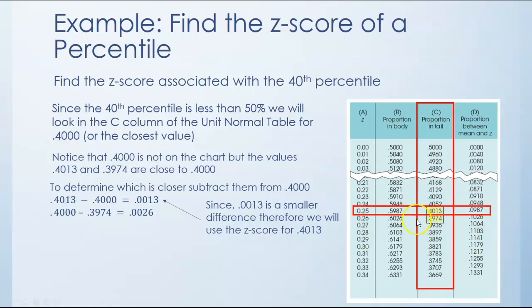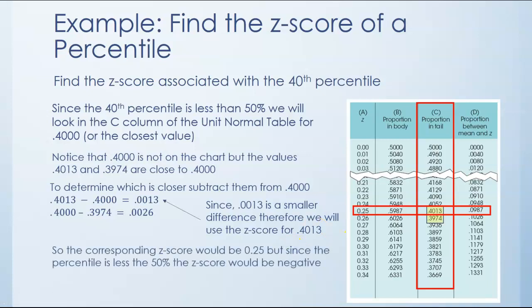So we're going to come over from that value to column A, and say our z-score is going to be this 0.25. But remember, this is the 40th percentile, so it is lower than 50%, so it's actually going to be the negative of that. So the z-score that we want associated with the 40th percentile is z equals negative 0.25.